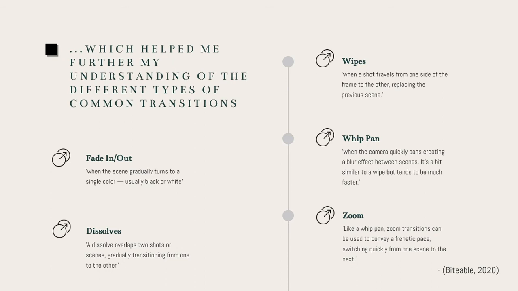So fade in, fade out, which is where the scene gradually turns to a single colour, usually black or white. Dissolves, which is an overlap of 2 shots or scenes gradually transitioning from one to the other. Wipes, so when a shot travels from one side of the frame to the other, replacing the previous scene. A whip pan, when the camera quickly pans, creating a blur effect between scenes. It's a bit similar to a wipe, but tends to be much faster. And a zoom, like a whip pan, zoom transitions can be used to convey a frantic pace, switching quickly from one scene to the next, which I got from Bitable.